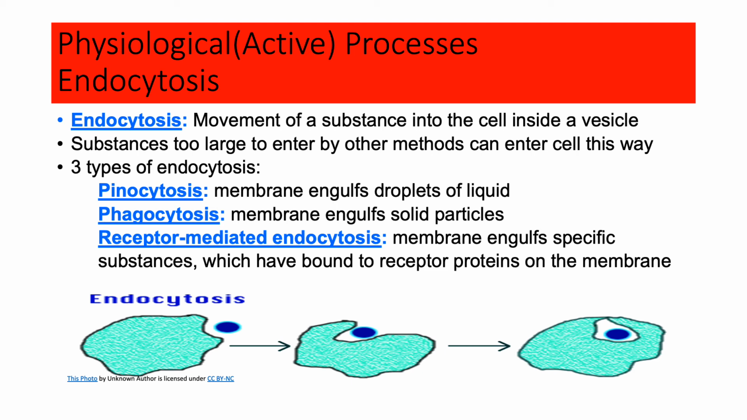When we talk about pinocytosis, the membrane engulfs droplets of liquid. So the substance is liquid and is taken inside the cell through endocytosis; we call it pinocytosis. Phagocytosis is when the membrane engulfs solid particles, such as a white blood cell in your body engulfing bacteria or cell debris to clean it out. We call this phagocytosis. That's why many different types of white blood cells that you will learn about in the future are called phagocytotic cells, and the process is phagocytosis. In receptor mediated endocytosis, the membrane engulfs specific substances, but there has to be a certain receptor protein on the membrane for those substances to be able to enter.